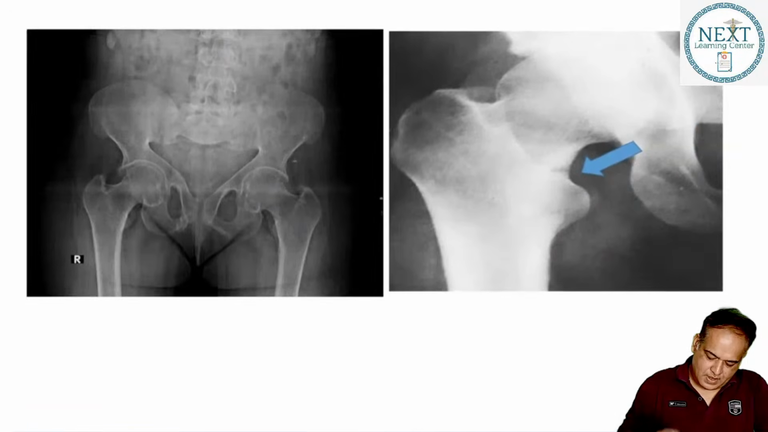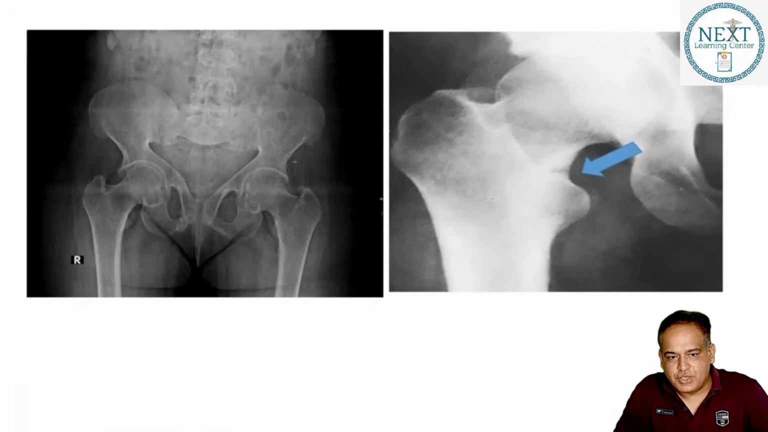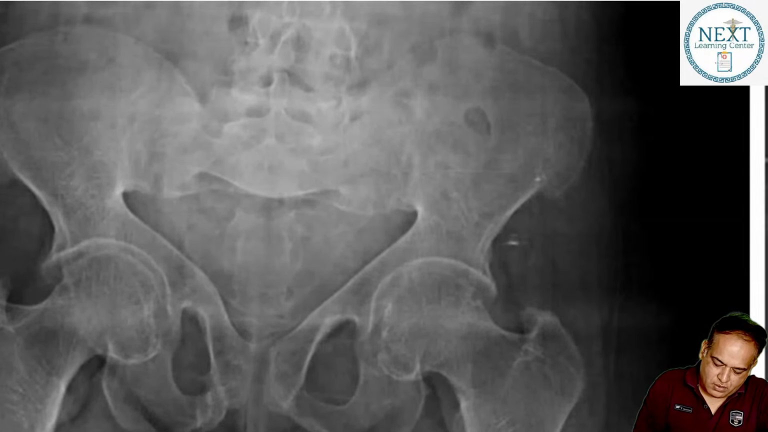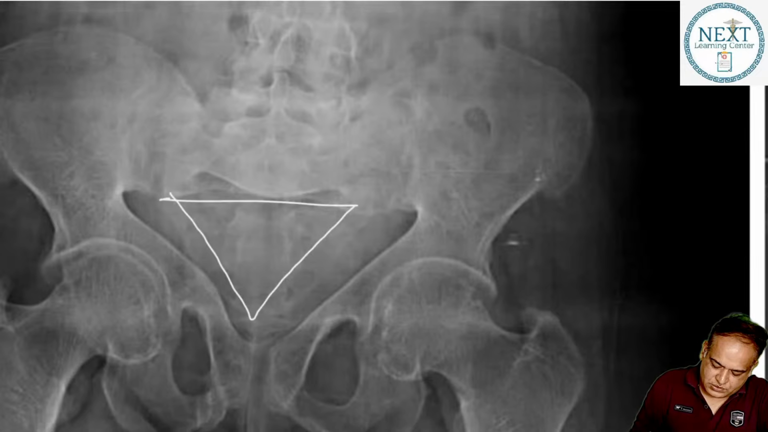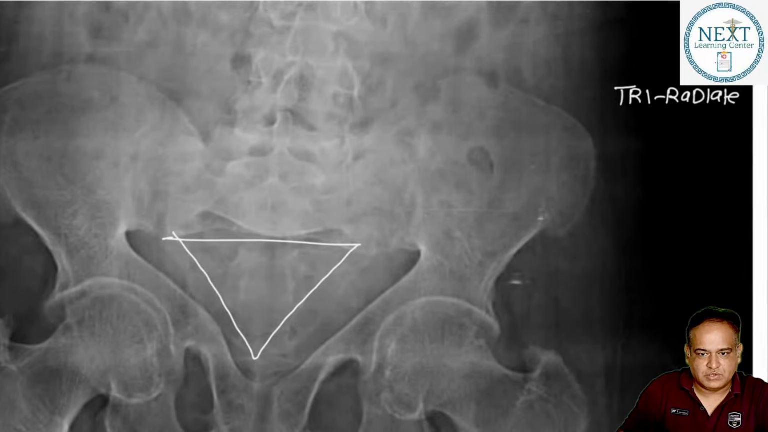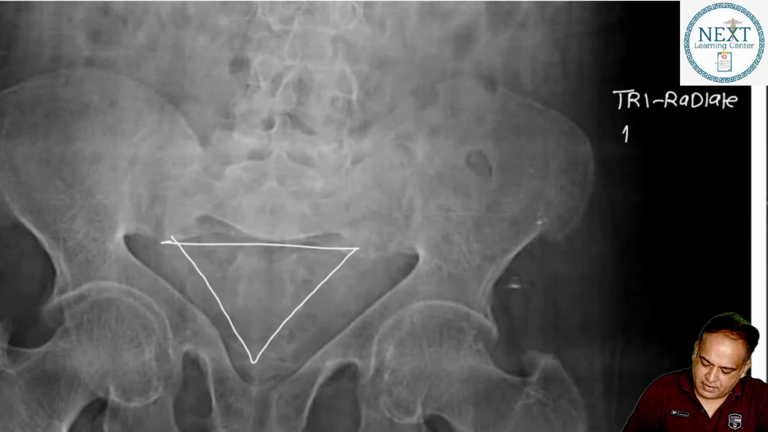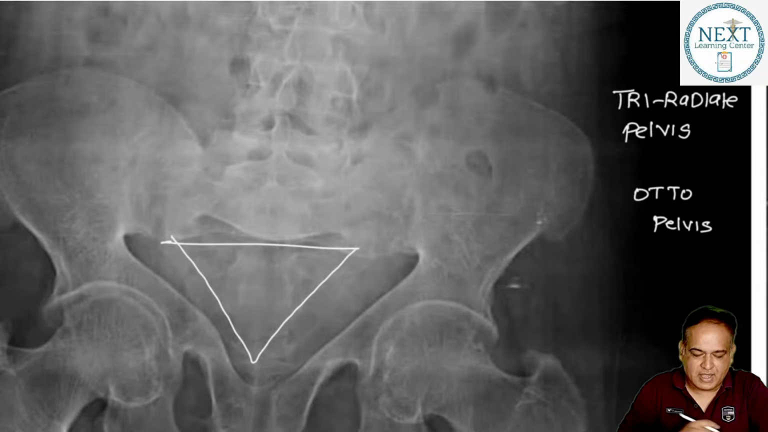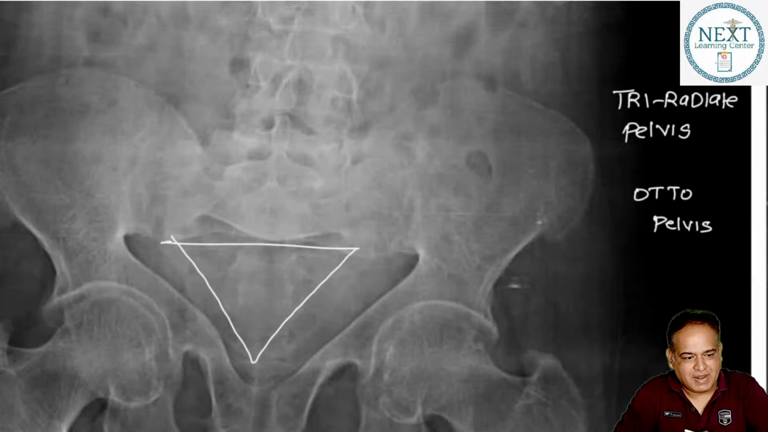Okay, now this is about osteomalacia. So what do you get to see here? In osteomalacia, you get to see typical tri-radiate pelvis. In many big books it is also called Ortho pelvis. Ortho pelvis, tri-radiate pelvis.